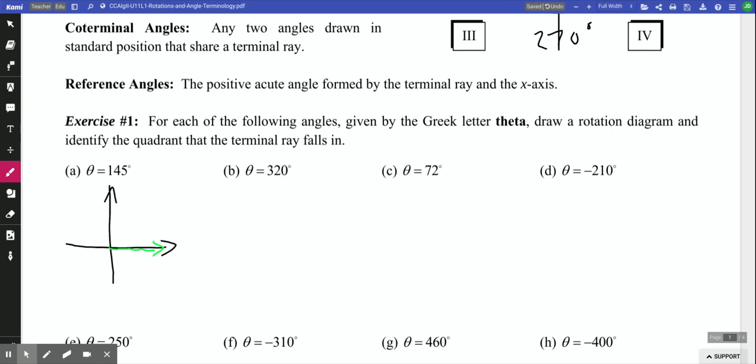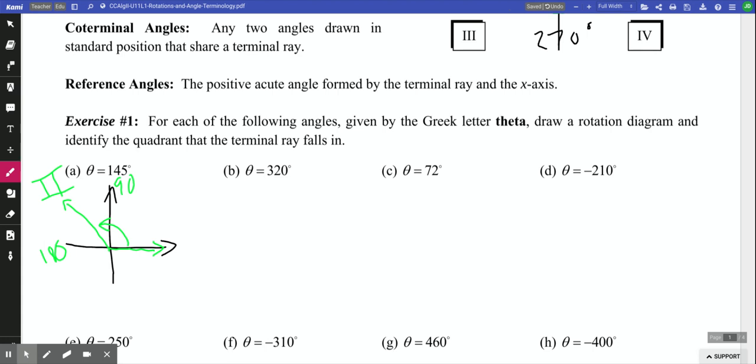145 degrees. Well, let's think about it. This is 90. That's 180. So 145's got to be somewhere in between those. It's about in the middle. These never have to be 100% accurate. I wouldn't put it right on the 180 or anything, but somewhere in the middle. These are just sketches. And then to illustrate that you were going positive, you show the direction you went. And it says identify the quadrant, second quadrant. That's it. That's all that is.